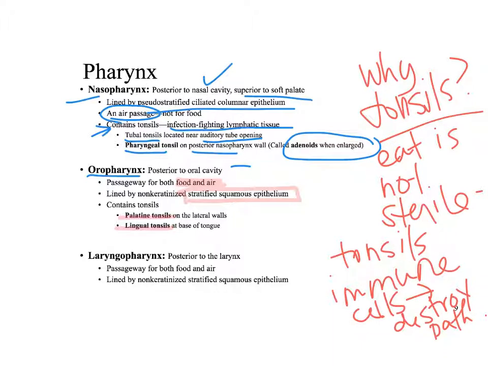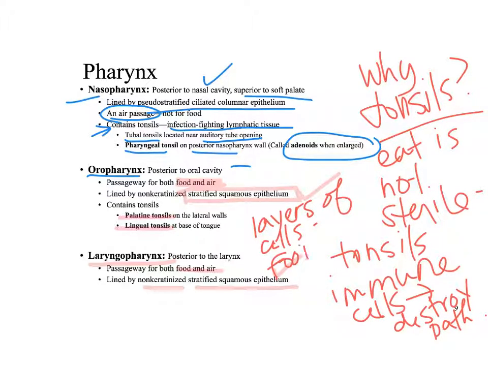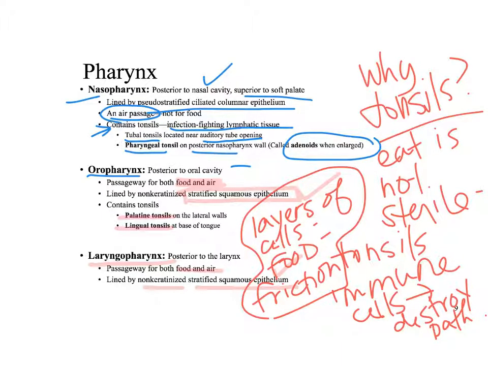Okay, the laryngopharynx is posterior to the larynx, with food and air again, and it's non-keratinized stratified squamous epithelium. But it has lots of layers because there'd be friction from the food. So let me write that down: layers of cells. Food is going to rub the sides, so food is going to have friction. So you need other layers there. I hope you guys can read it.